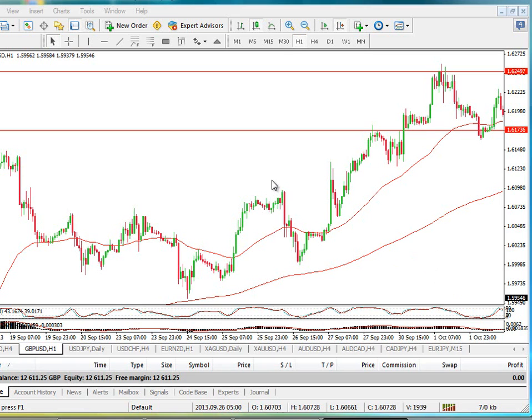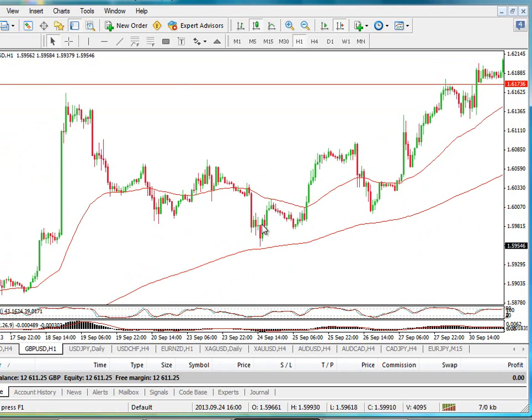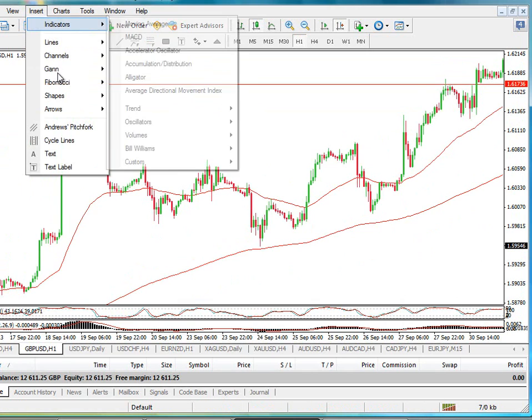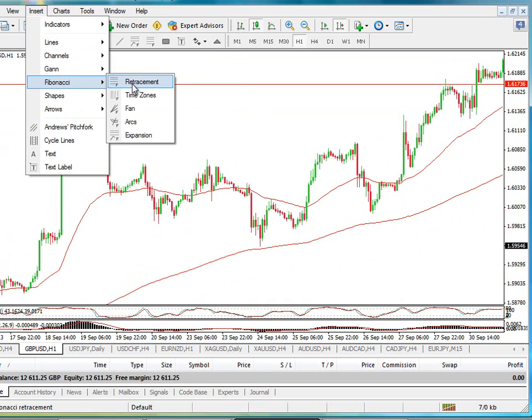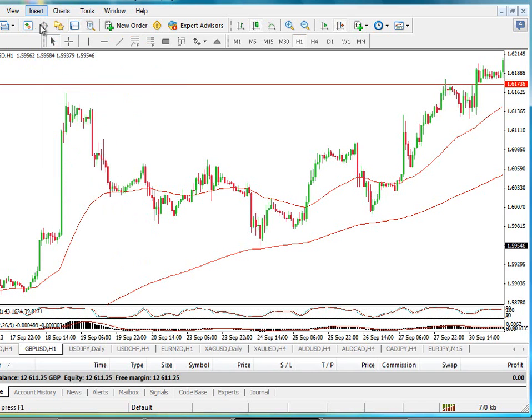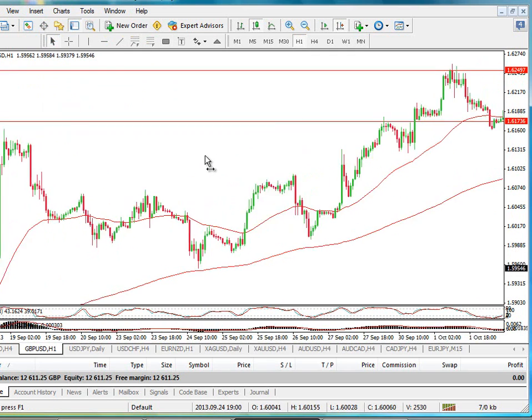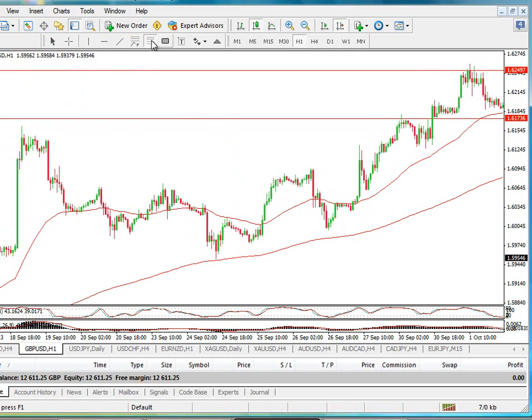Today we're going to be looking into Fibonacci expansion and retracements. To begin, I have the Fibonacci tools here on my menu, but you can also find them in Insert, where you have Fibonacci retracement, time zones, span and arcs. We're only really interested in the expansion and retracement tools. Just to make it quicker and easier for myself to use, I've got them here on the menu. So, just looking at how they work.